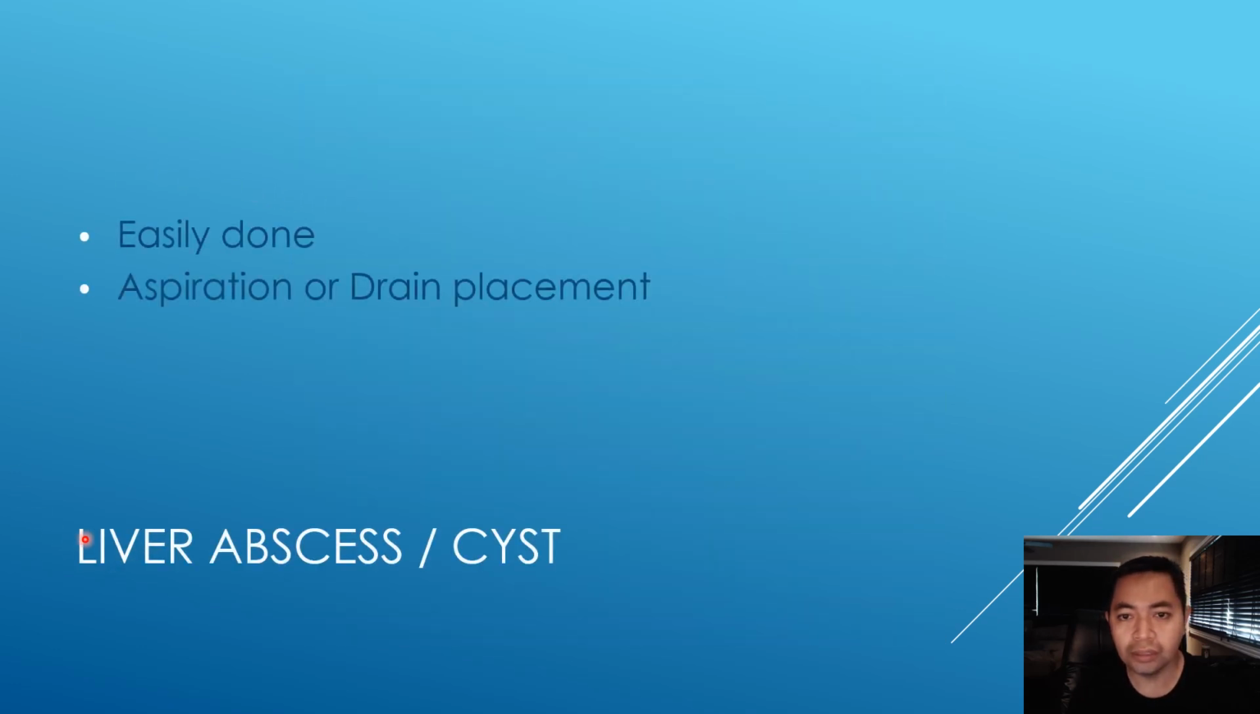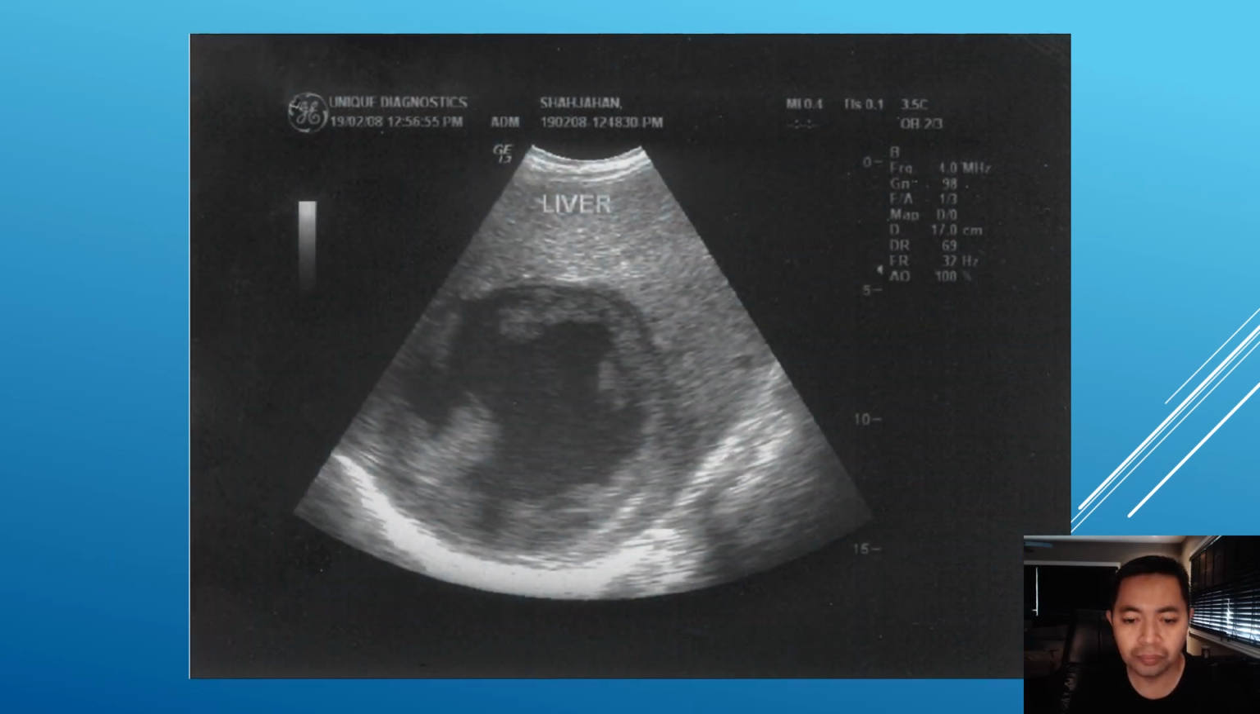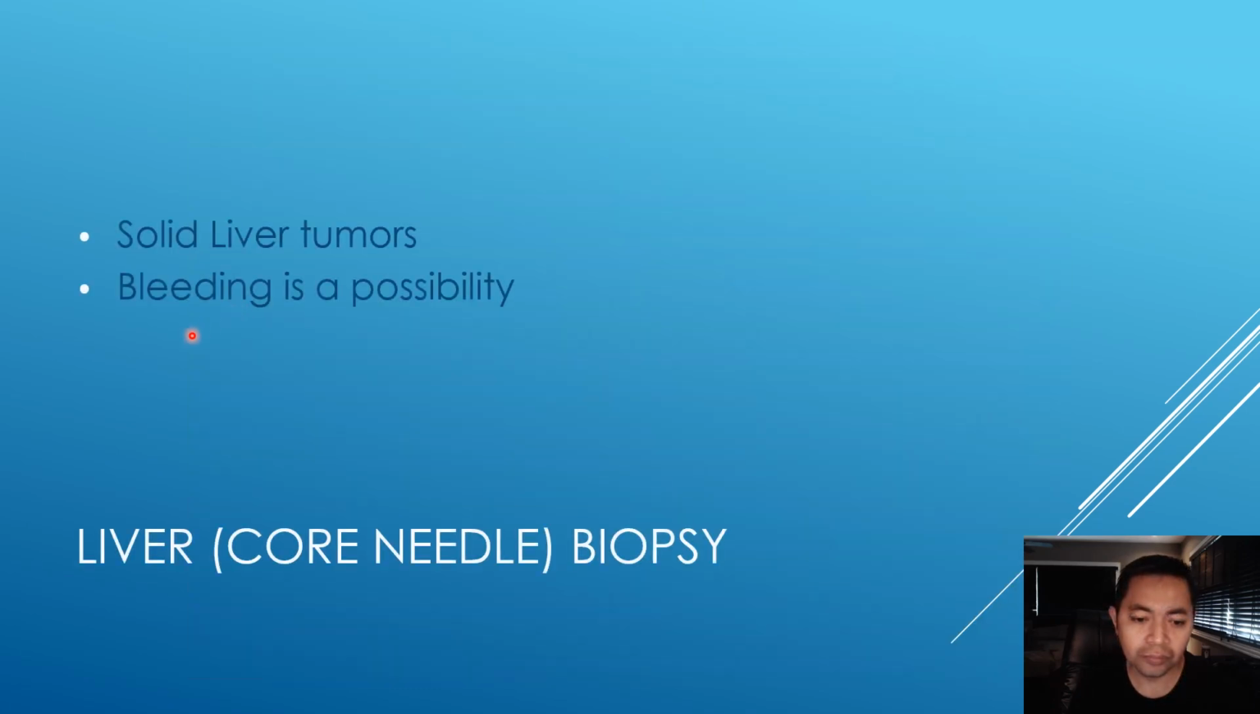Another thing that we could easily do with ultrasound guidance is aspiration or drain placement in liver abscesses or cysts. Especially in amoebic liver abscesses like this, which are big and easy to hit with a needle. Ultrasound guidance will also help you in doing core needle biopsies of liver tumors.